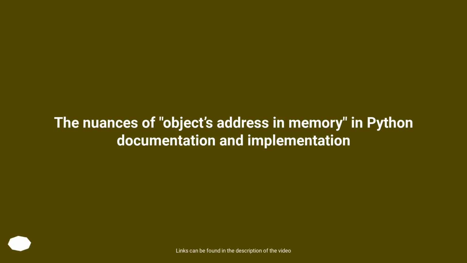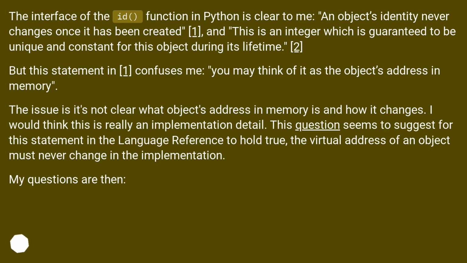The nuances of object addresses in memory in Python documentation and implementation. The interface of the id function in Python is clear to me. An object's identity never changes once it has been created. And this is an integer which is guaranteed to be unique and constant for this object during its lifetime. But this statement confuses me. You may think of it as the object's address in memory.